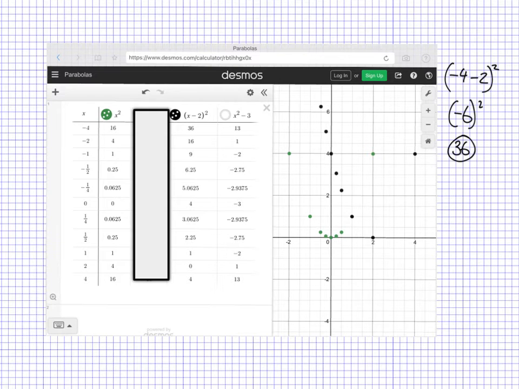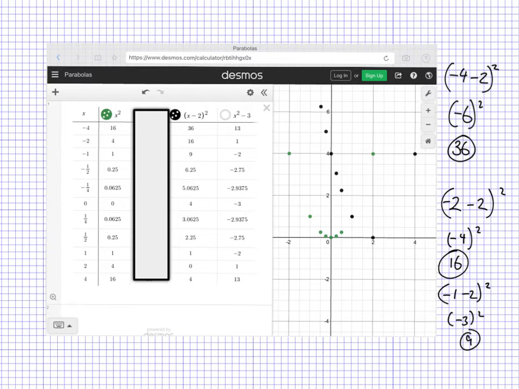So you can see where the input was originally 16, it's now 36, which is a huge change. This input of -2, originally it was 4, now it's 16. All right, this input here of -2, subtract 2, then square, becomes -4 squared, which is 16. All right, and same for -1, -1 minus 2, squared becomes -3 squared, which is 9.